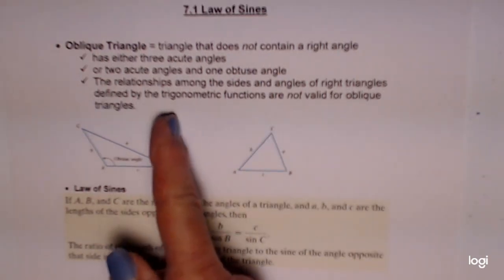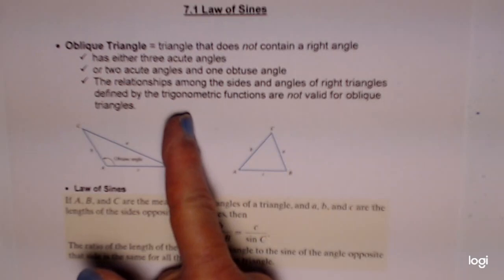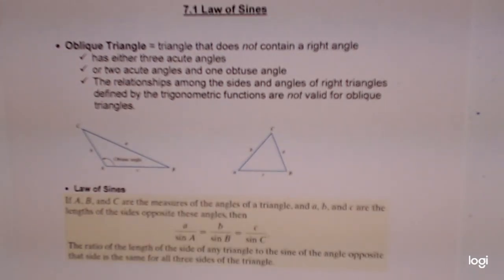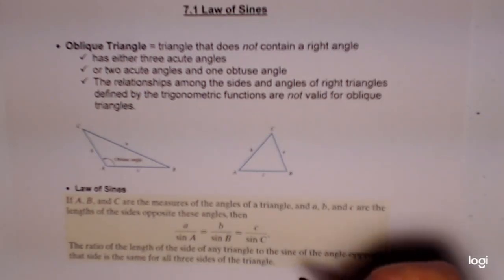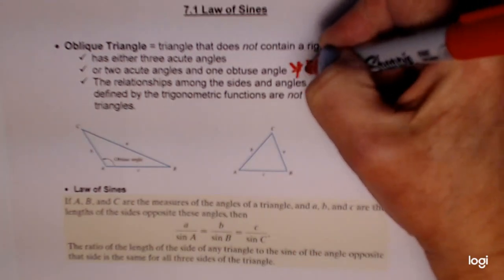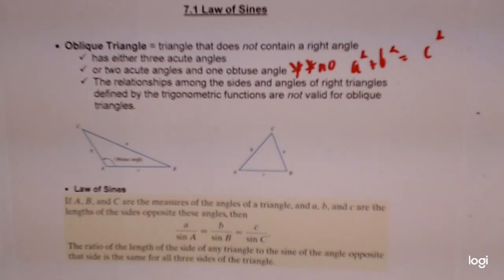So as it says here, we're looking at a triangle that either has 3 acute angles or possibly 2 acute angles and 1 obtuse angle. Because we're not involving triangles that have a right angle, we can't use all that we know about right triangles. In other words, there is no a squared plus b squared equals c squared. We can't use that Pythagorean theorem anymore because there is no right angle.